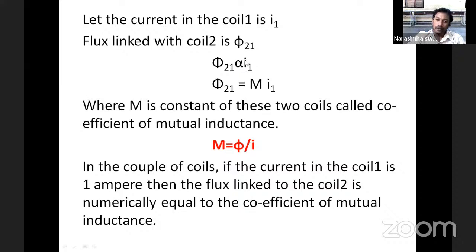If there is a change in current in coil 1, then the amount of lines of force, or magnetic flux, linked with coil 2 also changes. If the current changes, the amount of lines of force flowing through the second coil also changes. So to avoid this proportionality, we use a constant: phi 2 1 is equal to M I1.